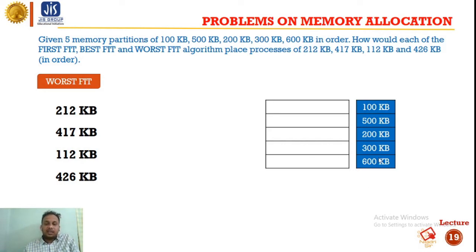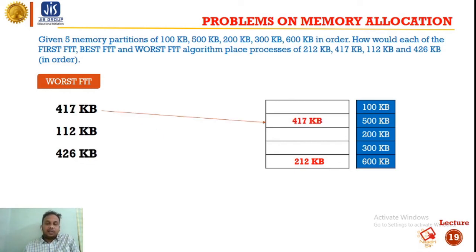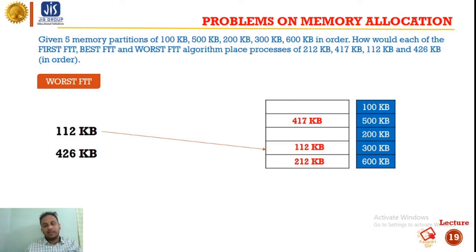That is 600. So 212 will be inserted in the 600 KB hole. Next, the second highest is 500, so 417 KB will be inserted at 500. Next, the third highest is 300, so 112 KB will be inserted here. So the remaining holes are 100 and 200. So 426 KB cannot be inserted anywhere.